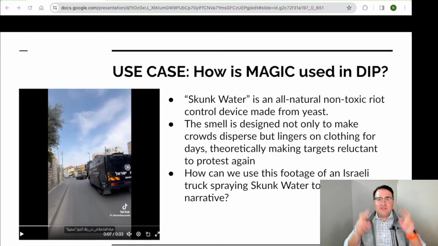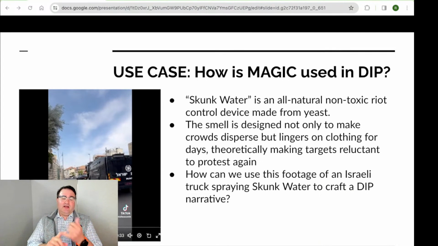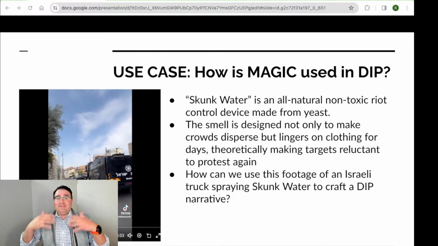Now, Israel uses this skunk water to disperse protesters. They not only use it against Palestinian protesters in the West Bank, they also have used it against Israeli protesters. The smell is designed not only to make crowds disperse, but make them reluctant to protest again because they tend to smell for days on end after they're hit with this skunk water. So how can we use this footage of an Israeli truck spraying skunk water to craft a DIP narrative?